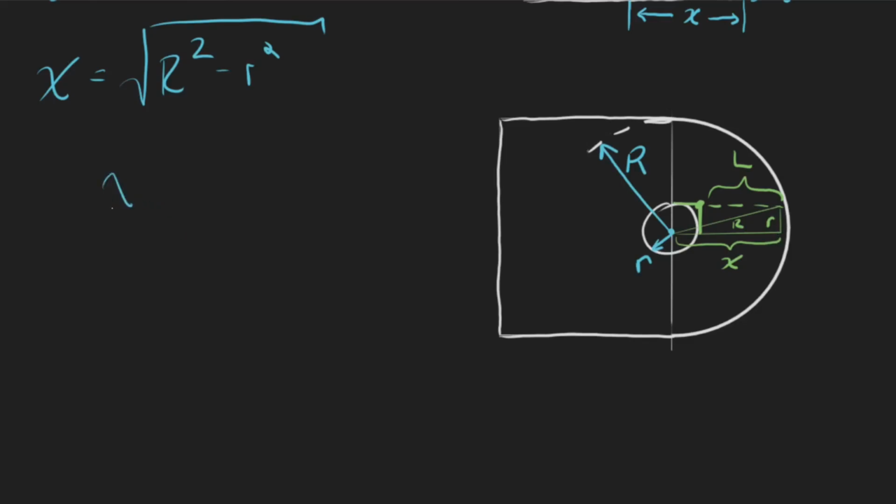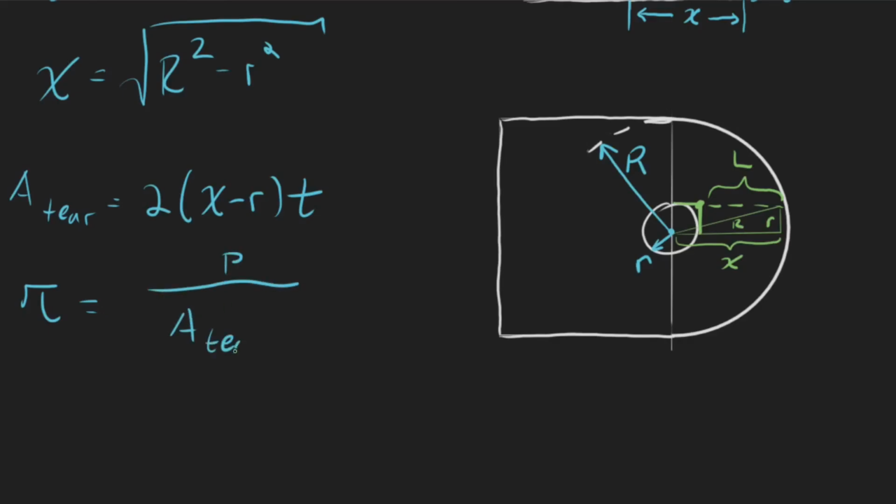So another way we can write this is that x squared plus r squared has to equal big R squared. If I subtract this over and then take the square root, I'm going to be able to get x right there. And now x minus lowercase r will give me the length L that I'm looking for. So the area of the tearout is going to equal 2 times x minus little r times our thickness t. And then the shear stress is just going to equal P divided by the area of that tearout.